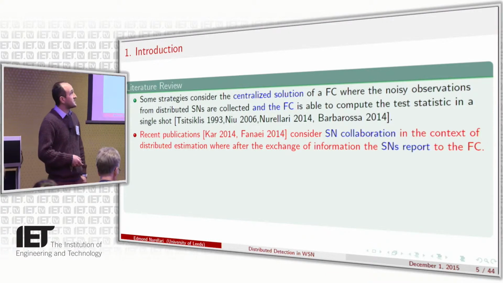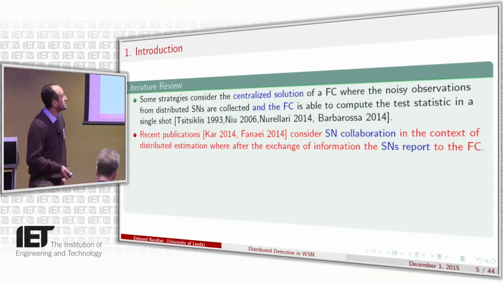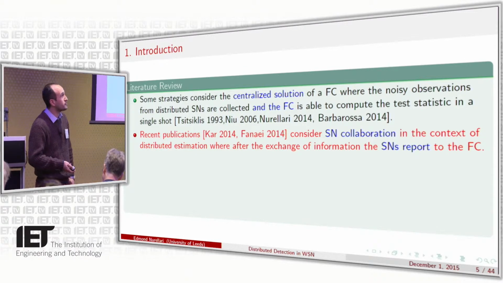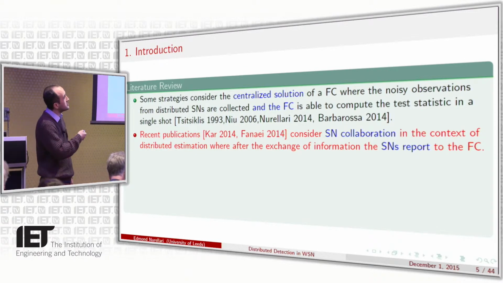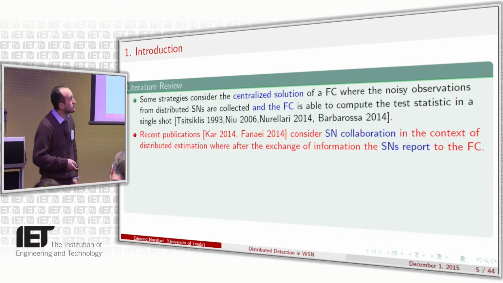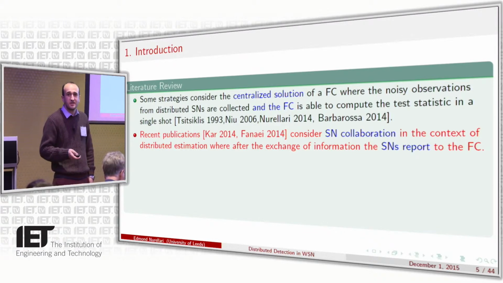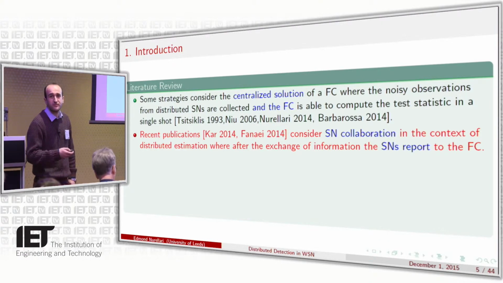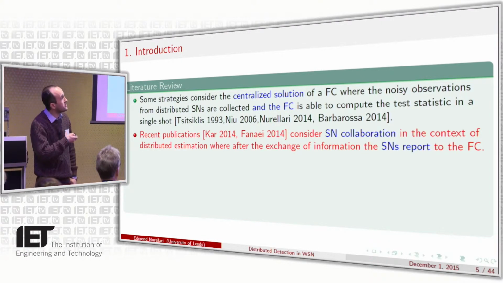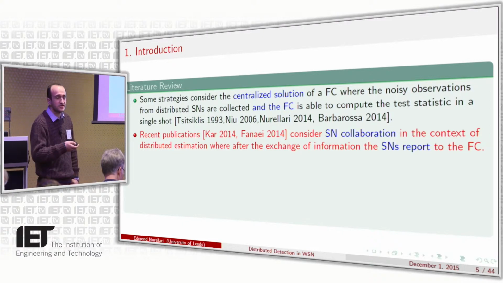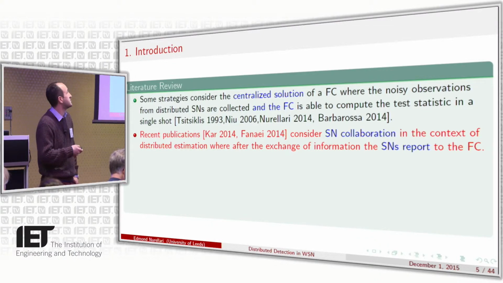Some strategies consider the centralized solution where there is basically a fusion center where the noisy observations are collected, and then the fusion center is able to compute the test statistic in a single shot. So these are the papers that you can have a look at. The recent publication, Gar and Faney 2014, considers sensor node collaboration in the context of distributed estimation, where the exchange of information among the sensor nodes is reported back to the fusion center. So the first part has no sensor node collaboration, and there is a fusion center. Recently, they proposed some sensor collaboration, but again, there is a fusion center.